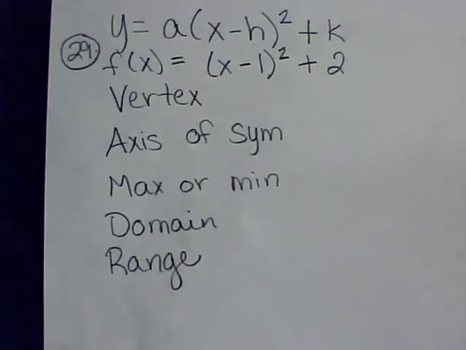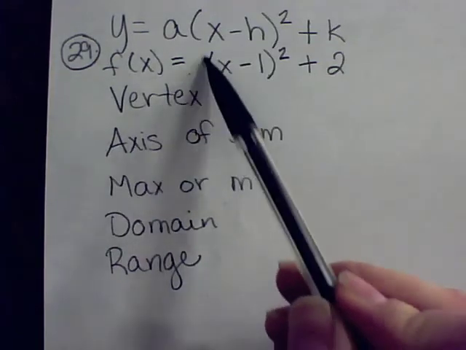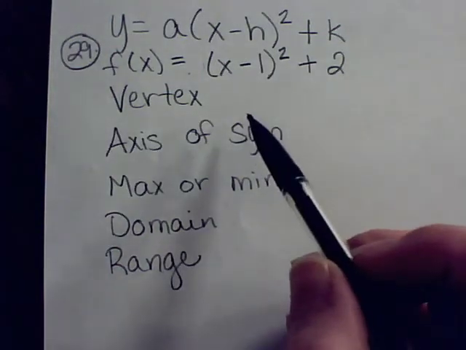So remember, when we identify the vertex, it's going to be h and k. So what is the value for h? If we look at our constants, a, h, and k, what is a? If this is empty, what times any number is going to keep the number the same? 1. Okay, so in this case, it's going to be 1. Does that mean it's going to open up or open down? Up. We know our parabola is going to open up because it's positive.